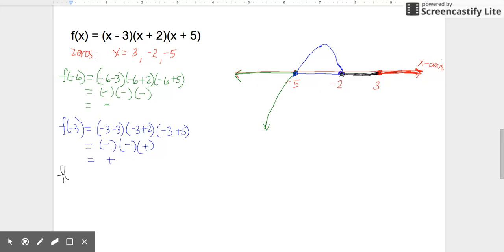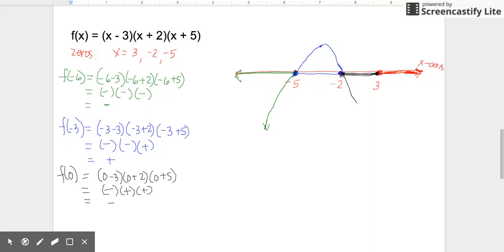So I'm going to pick a number in that interval, and I think the number I'm going to pick is 0. So what is the sign of f of 0? So I'm going to put here 0 minus 3, 0 plus 2, and 0 plus 5. So I know this is negative, I know this is positive, and I know this is positive. Negative times positive is negative. So what does that tell me? It tells me that the graph should be below the x-axis. So that means the graph has to go down.